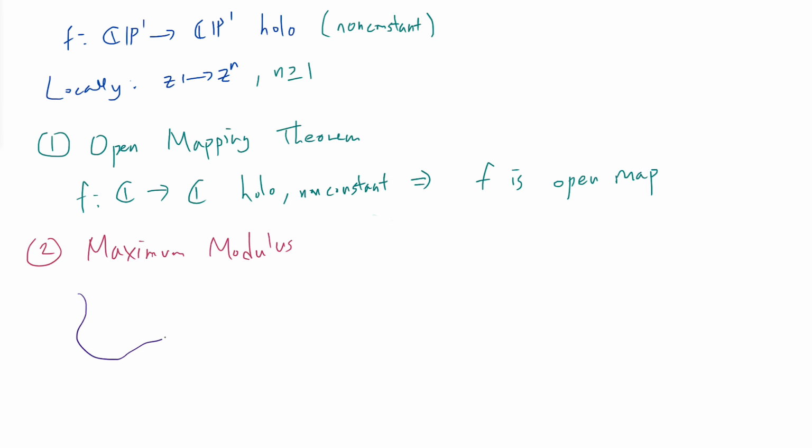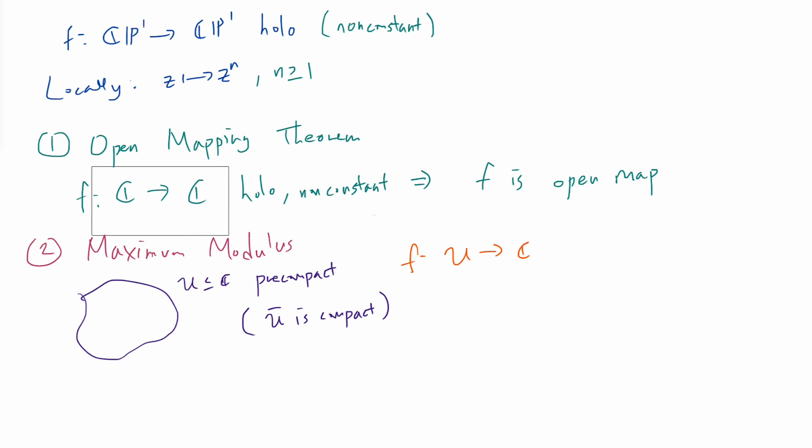If I have some open set U in C, and I'm going to assume this is pre-compact. By pre-compact, I just mean when I take the closure, you get a compact set. So if I have a set like this, and I consider f from U to C, just to make one correction, in the open mapping theorem, it didn't need to be C. It could have been any open domain here. And no pre-compactness required here, but I do require pre-compactness for maximum modulus.